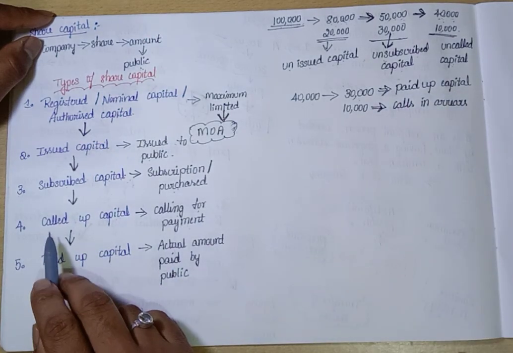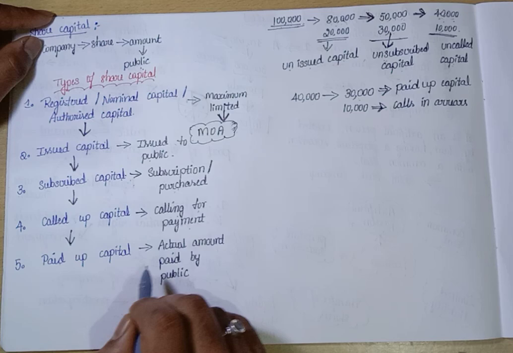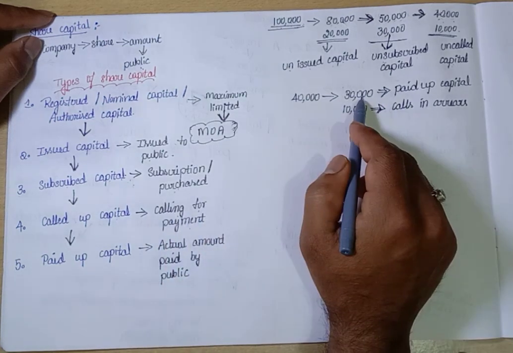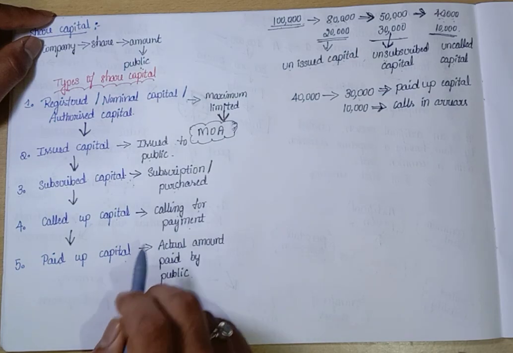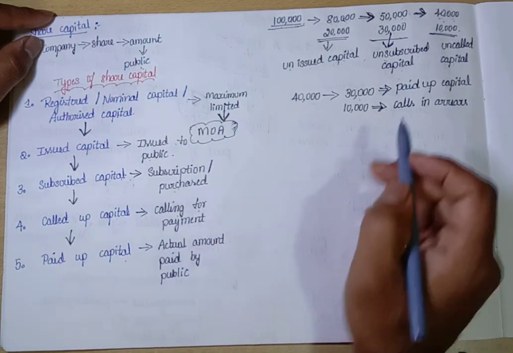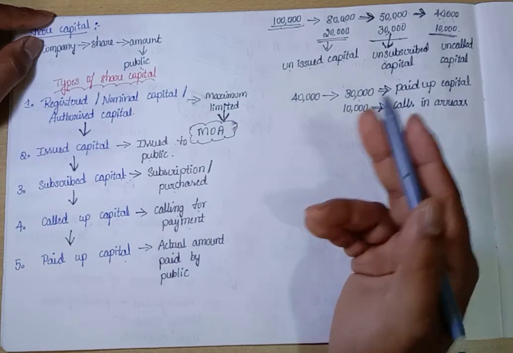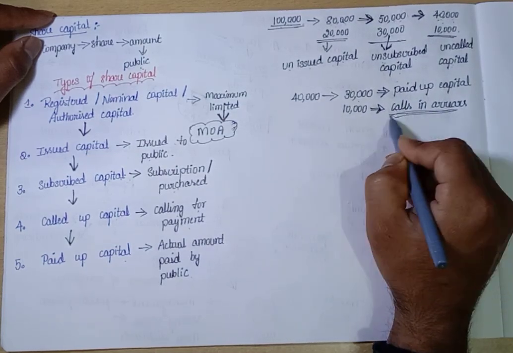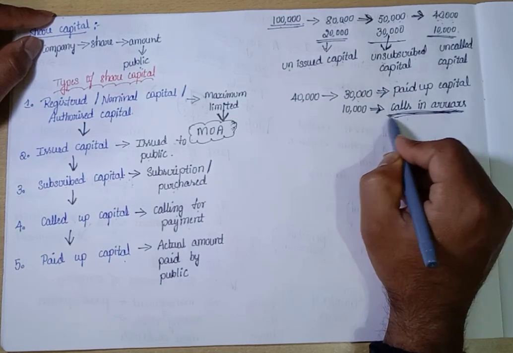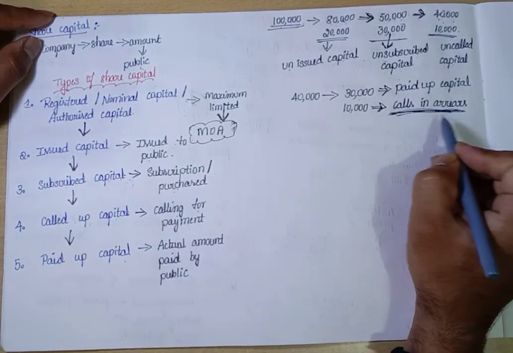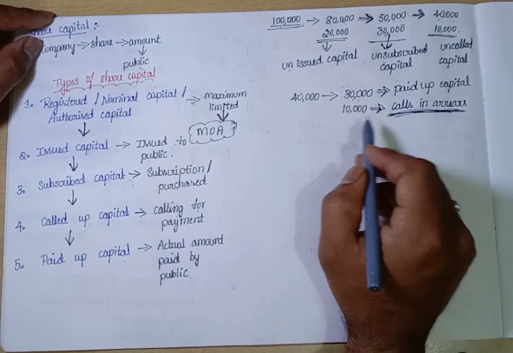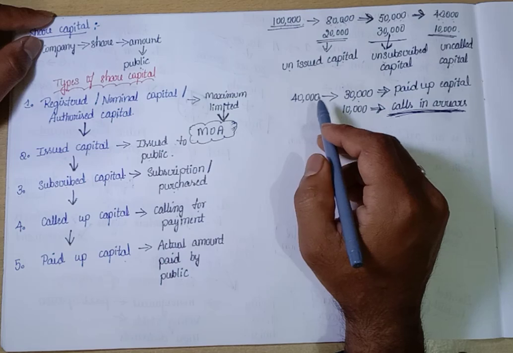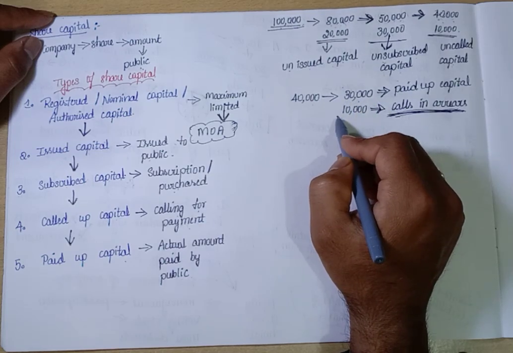Paid up capital is the part of called up capital which is the actual amount paid by the public to the company. This 30,000 paid up capital will be shown in the balance sheet as share capital. Then the remaining 10,000, even though we called for payment, they did not pay. This is called calls in arrears. A very important topic for 2 marks. Calls in arrears is the amount not paid by the public to the company, though called by the company for payment.